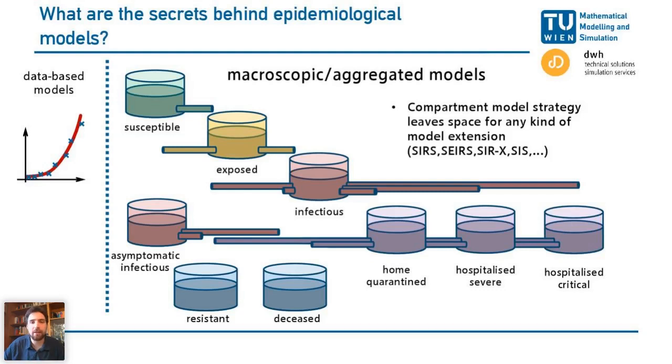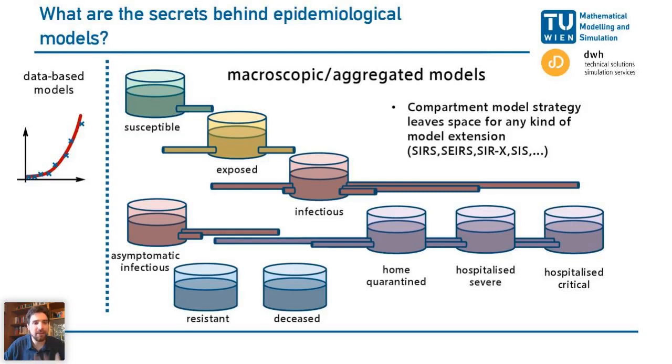When you, for example, read of an SIRX model, that means that you are including such a quarantined compartment at the end. You have also probably heard of an SIRS model, which basically means that persons are coming back from the resistant into the susceptible compartment, so they lose their resistance after a certain time, and so on. So a lot of these things are included in these abbreviations, just to give you an idea of what's underneath them.